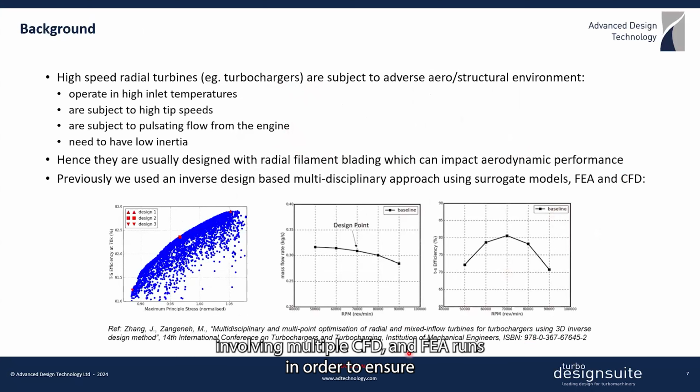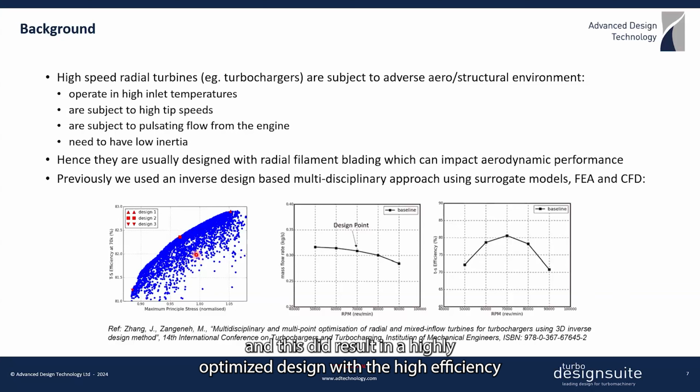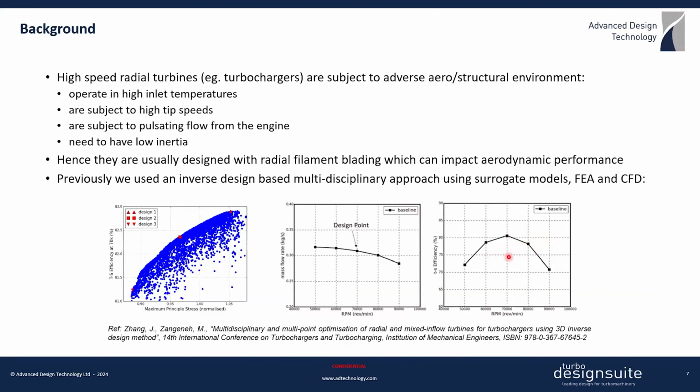And that's why in a previous paper, we used an inverse design based approach involving multiple CFD and FEA runs in order to ensure that the appropriate trade-off was achieved, where the designs were purely radial filament due to some post-modification on the 3D geometry. And this did result in a highly optimized design with a high efficiency and stress levels that were well within the material strength. And so we are going to refer to this as the baseline design for reference and for comparison in the present study.